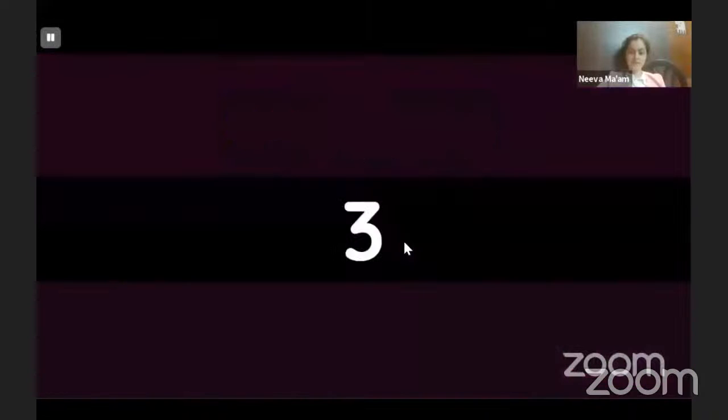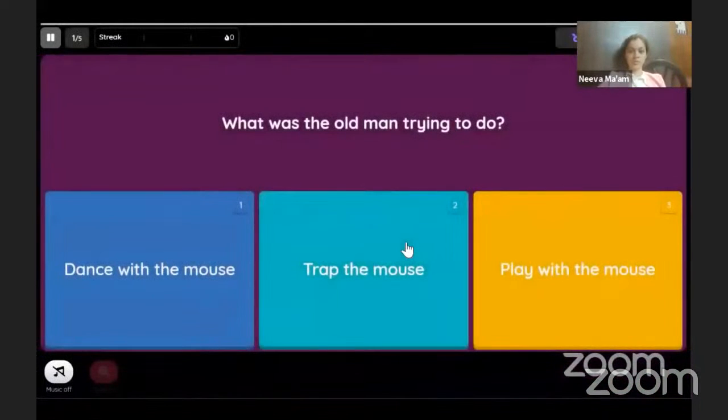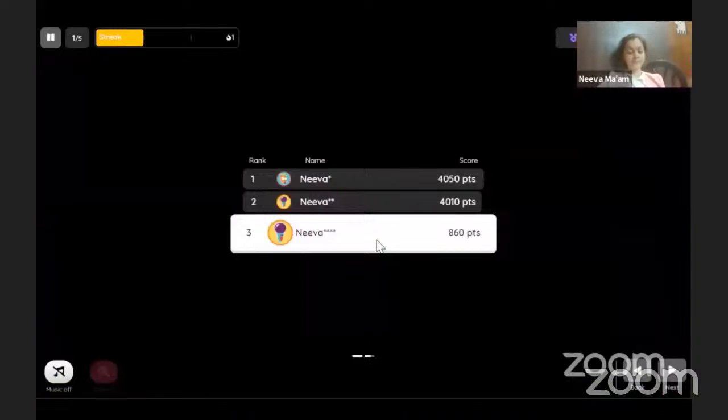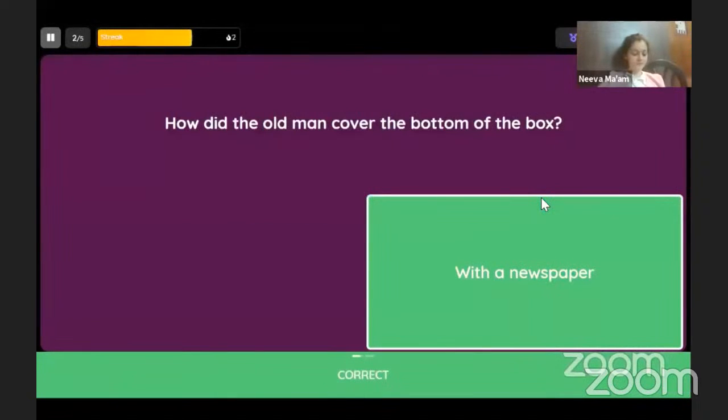So let's take up the quiz now and discuss it together, right? What was the old man trying to do? Was he dancing with the mouse, trapping the mouse, or playing with the mouse? So most of us have got this question correct. He was trying to trap the mouse in Higgins, right? How did the old man cover the bottom of the box? With a plate or with a newspaper? What did he use? He used a newspaper, right? Very good.